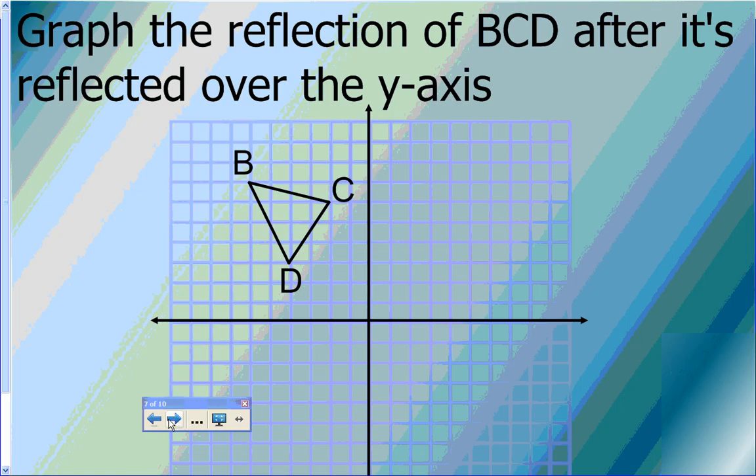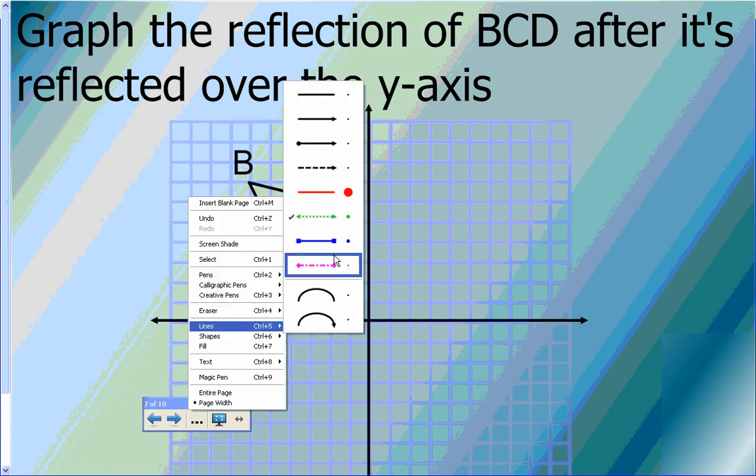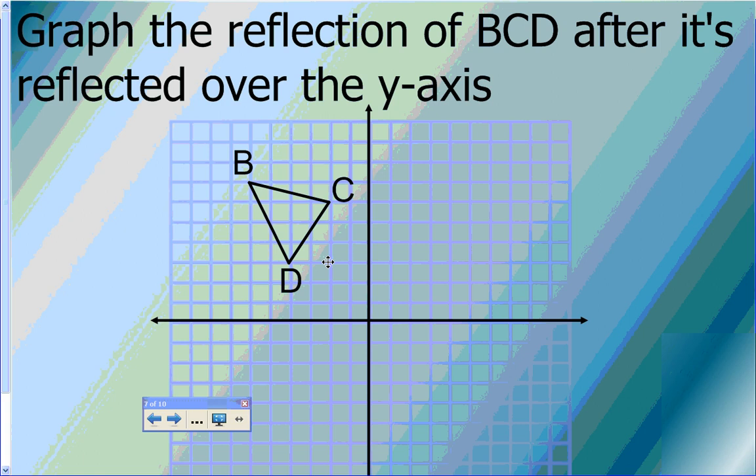I'm going to skip that one. Graph the reflection of BCD after it's reflected over the y-axis. Again, the most important thing here is paying attention to what you're reflecting over. So it says reflect this over the y-axis. So hopefully you know this is the y-axis, the vertical axis. So I'm going to reflect this over the y-axis.